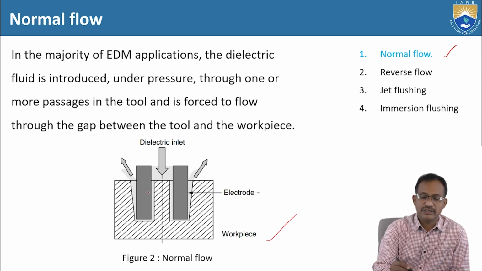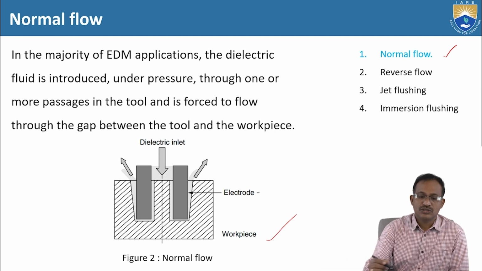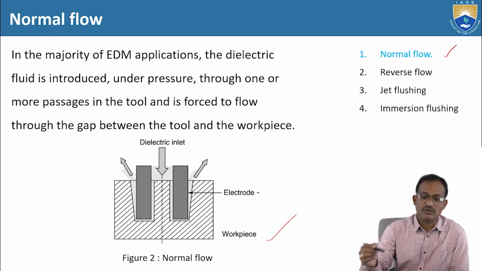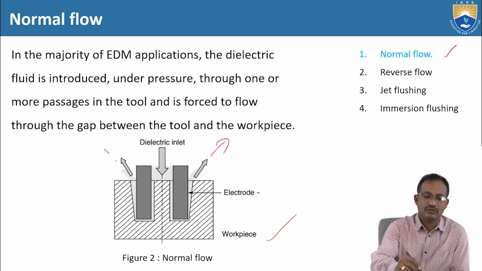Okay, so these are the electrodes and this one is the workpiece. When the dielectric medium enters here, what will happen? It will flow away along the walls of this electrode and the workpiece in this direction.